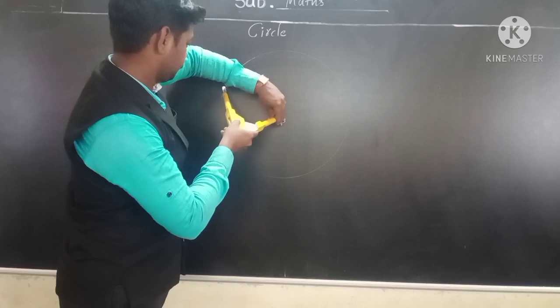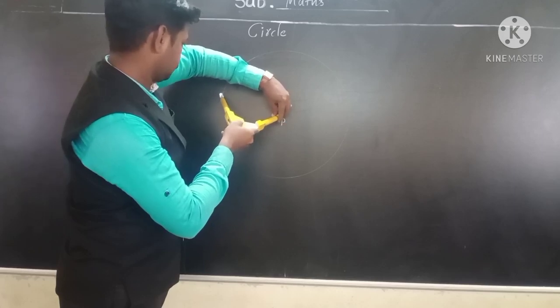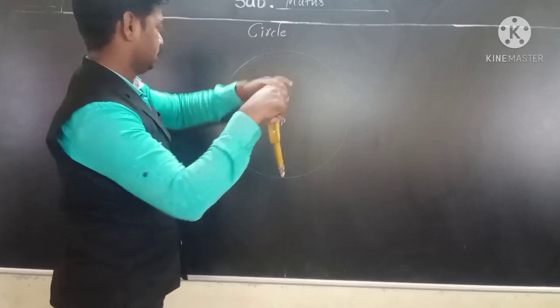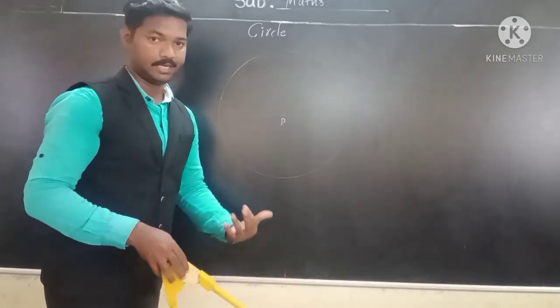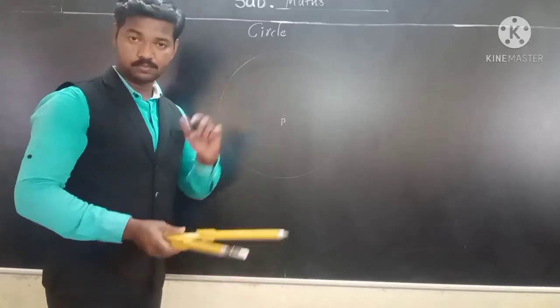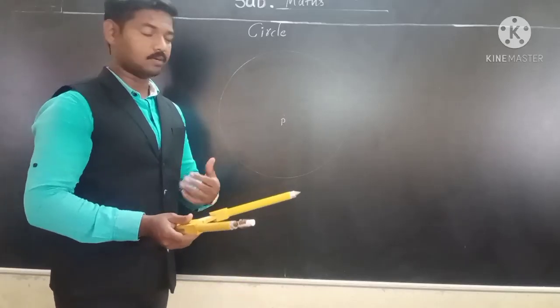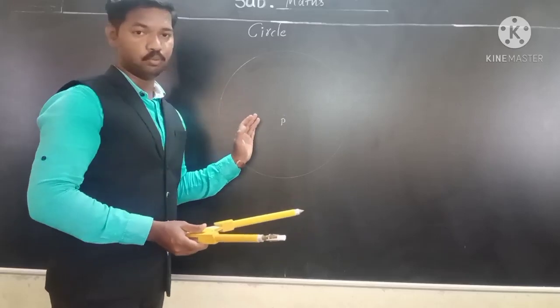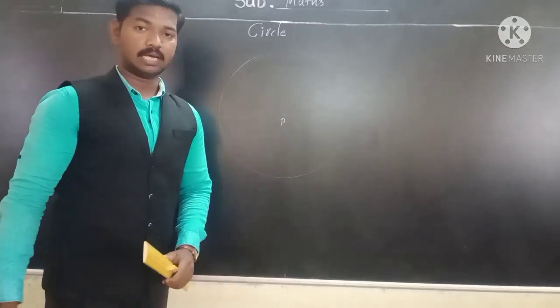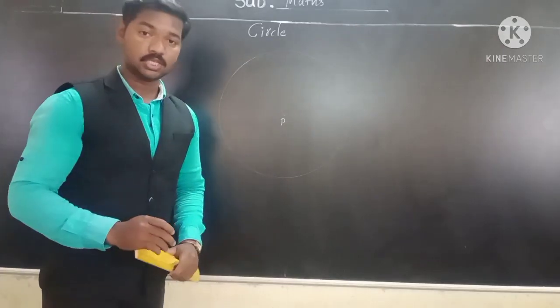So the same way, yeah. So now our circle is ready. Okay. So with the help of compass, just now I have drawn a circle on the board. So you will see point P is known as center of a circle.